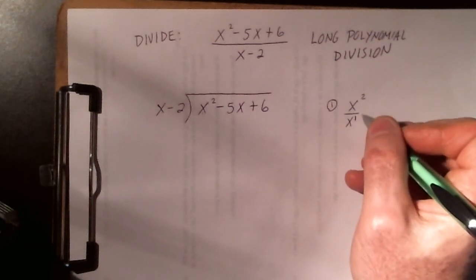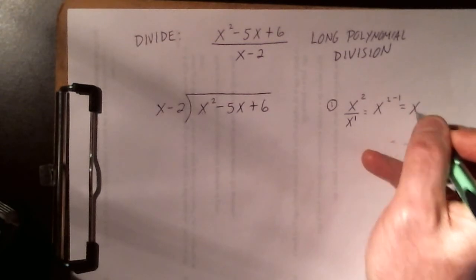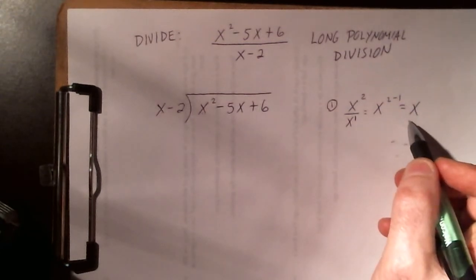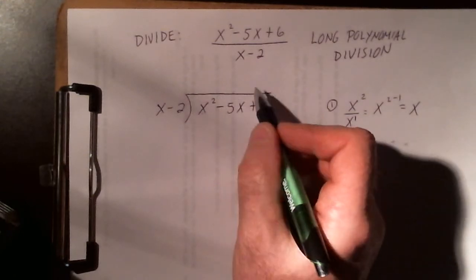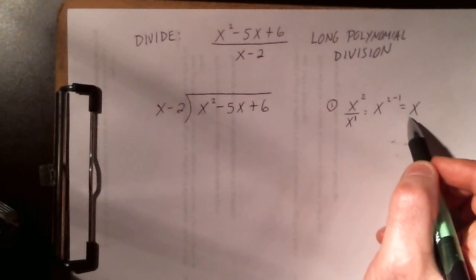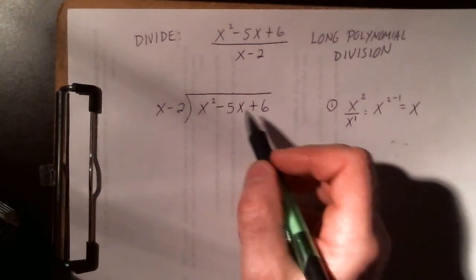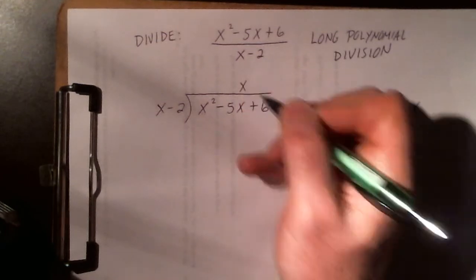And now I'm going to reduce this. X squared divided by x reduces down to x to the 2 minus 1 power, or x. So ladies and gentlemen, x is going to be the first term that appears in our quotient. And you'll notice that your author always keeps like terms lined up in columns when performing this long polynomial division. Therefore, since the first term in our quotient is x, the x will be placed over the 5x in the dividend. So we put the x up here.